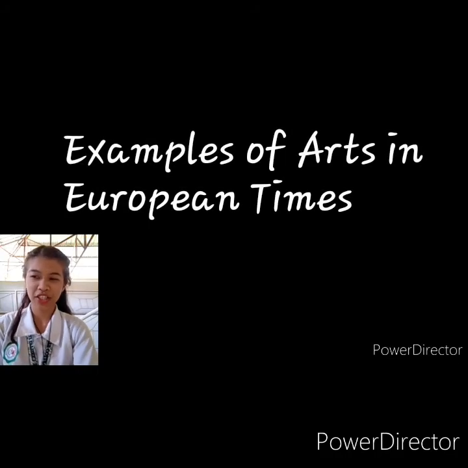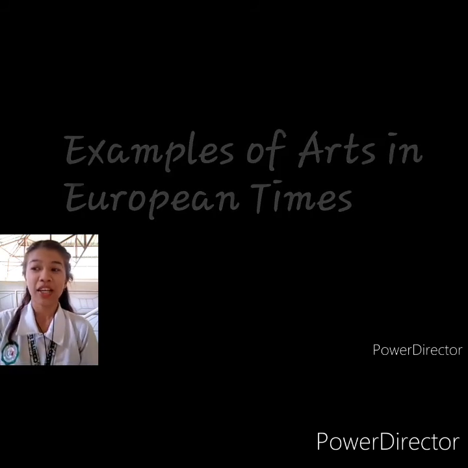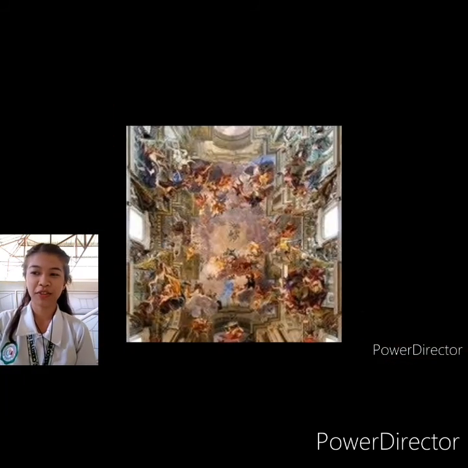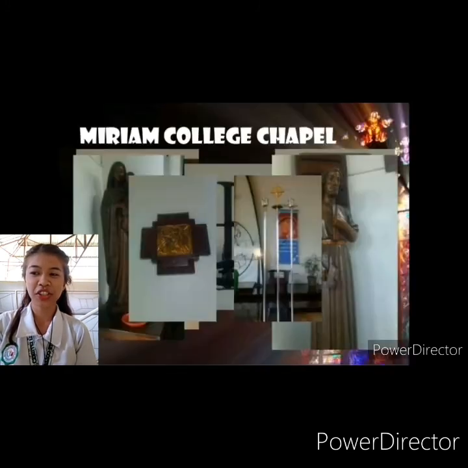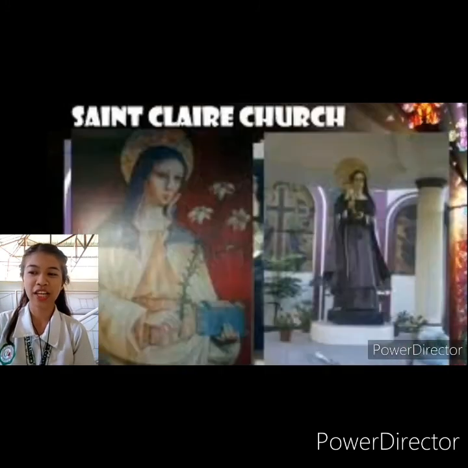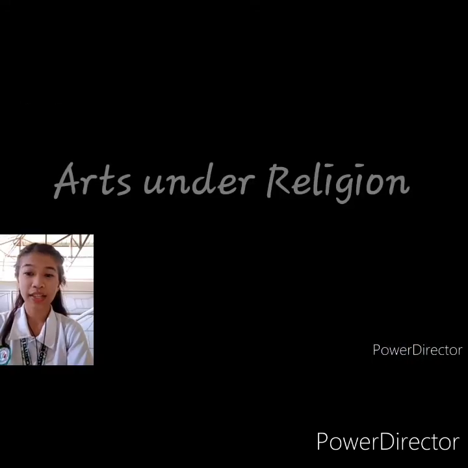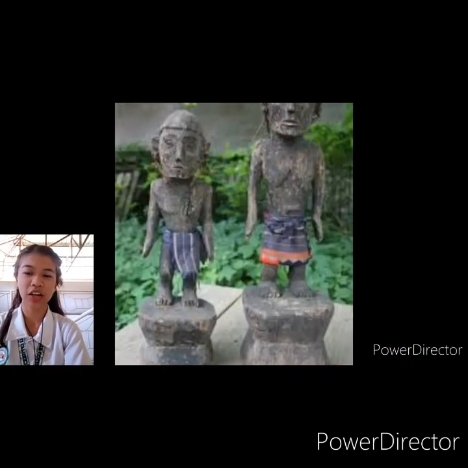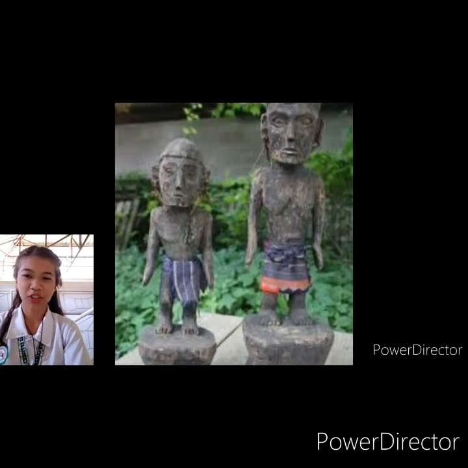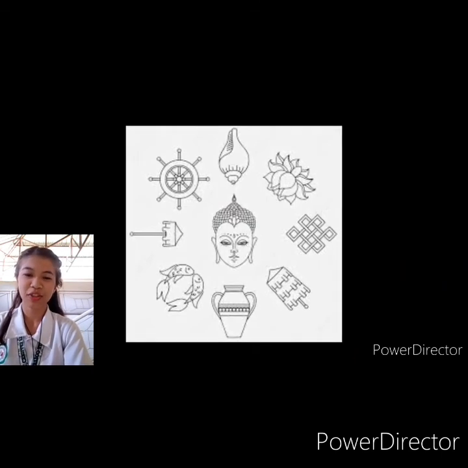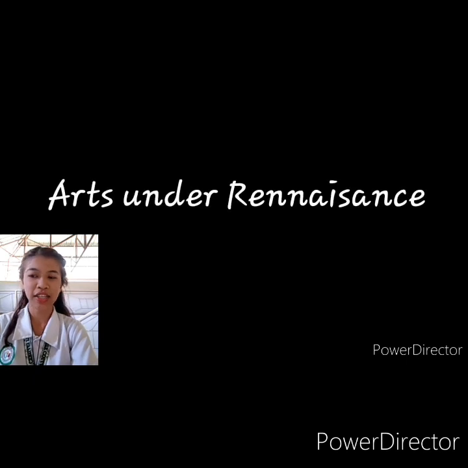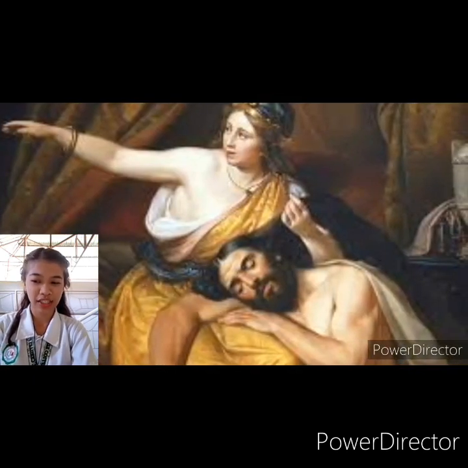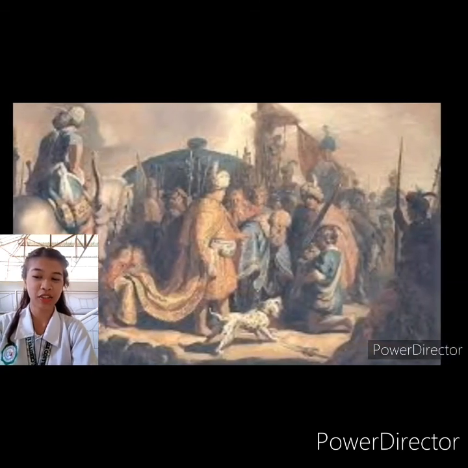These are the examples of ancient arts in European times: the Last Supper, the halo around the Mother and other halos, the Way of the Cross, Christian Church, Miriam College Chapel, St. Clair Church. Arts under religion: ancient Egyptians, gods, and ancient African tribes, effigy and polarized gods, Shiva, and symbols of Buddha. Arts under Renaissance: the Holy Family, the School of Athens, Samson and Delilah, David presenting the head of Goliath to Saul.